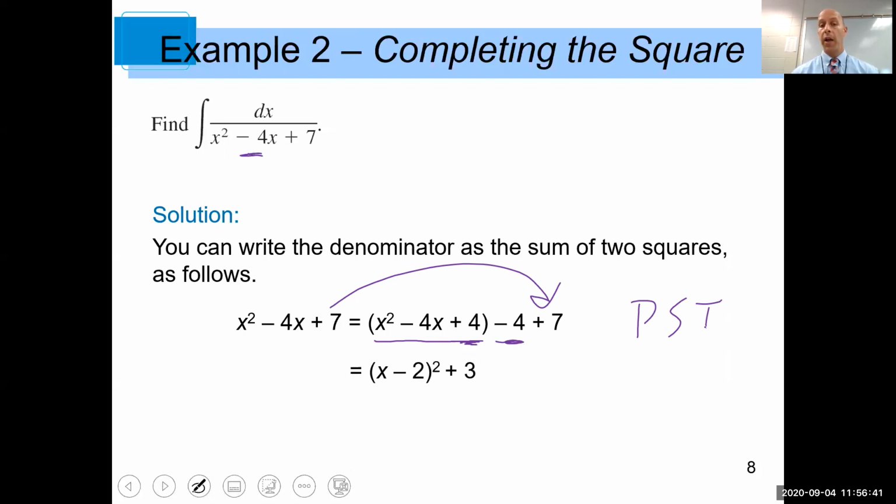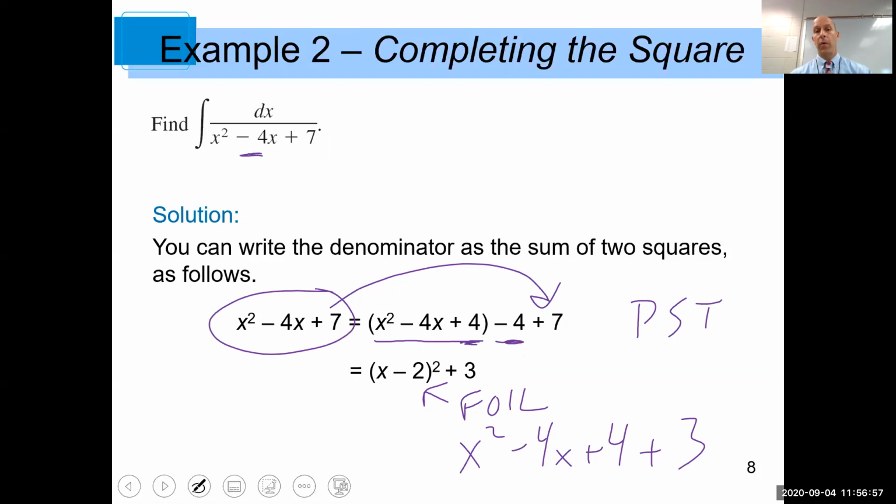Now, if you're not sure if you did this whole process correctly, all you got to do is just FOIL this back out, which is going to be x squared minus 4x plus 4, and then you get a plus 3, and you will see that that is indeed what we have there, which is x squared minus 4x plus 7. So this now has been rewritten with, in this case, the sum of squares.